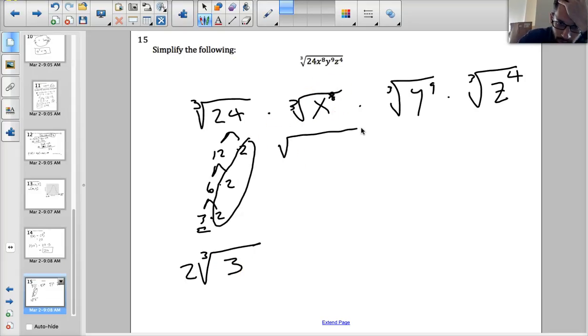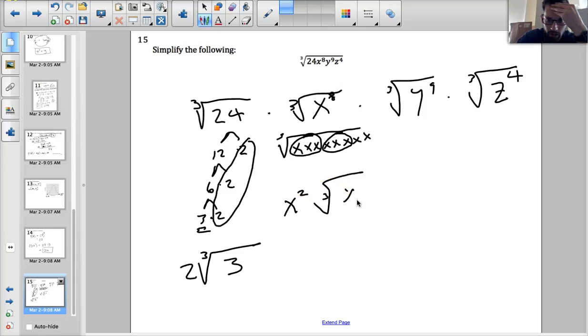This one here, I'm looking for groups of 3. So basically, I'll just write it out. I have 8 x's. Looking for groups of 3, so I have one group of 3, 2 groups of 3, so that means I'm going to have an x squared on the outside, I've got my root, and I've got x squared on the inside. 2 groups of 3 came out, 2 x's are still trapped in.